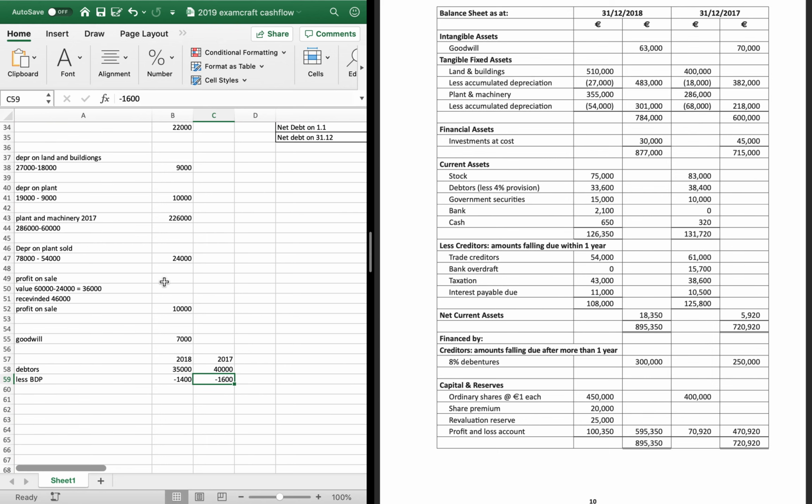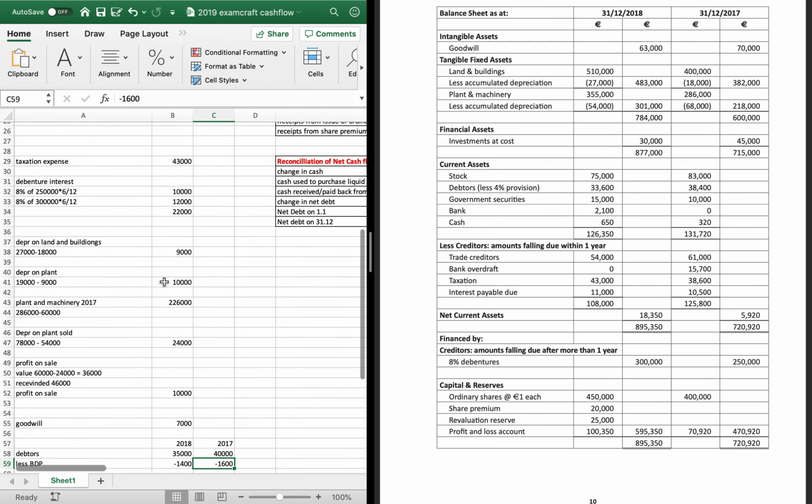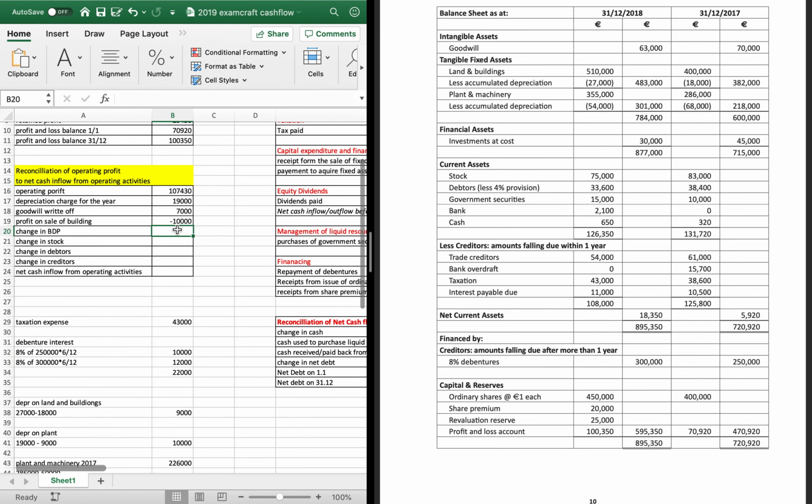Now we know a decrease in bad debt provision is a non-cash gain. So that decrease would be added onto your profits. So it gets taken away in your reconciliation statement, sorry.